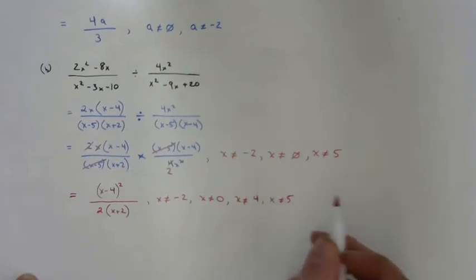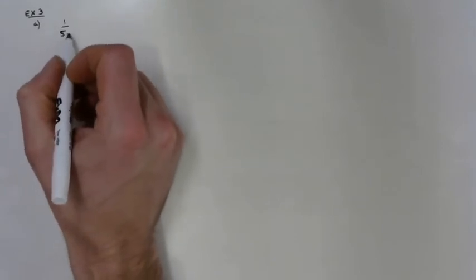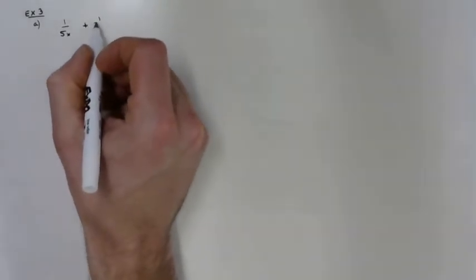I think so. Example 3. Add and subtract rational expressions with monomial denominators. So they're giving us an easy start. Example 3, adding and subtracting. So we have 1 over 5x plus 1 over 2x.